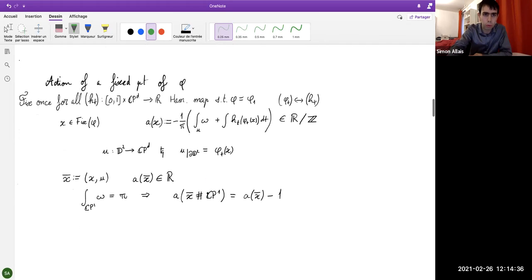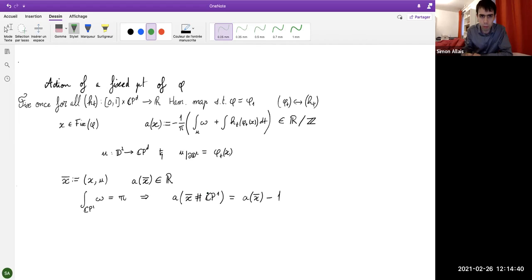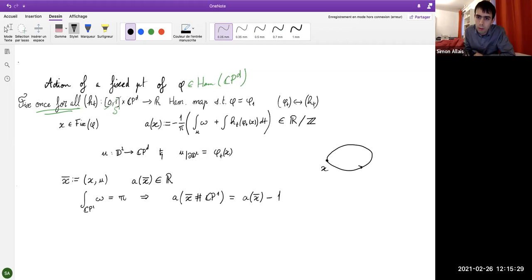So in order to fix notation and convention, let me recall how we define the action of a fixed point of phi, which is a Hamiltonian diffeomorphism of CP^d. So we fix once and for all, this is important, a Hamiltonian H generating phi as the time one map of the Hamiltonian flow. Well, we can say that it is periodic if you want. Maybe here, this is S^1. And given a fixed point, you can define the action of it as the action of the Hamiltonian orbit phi_t of x.